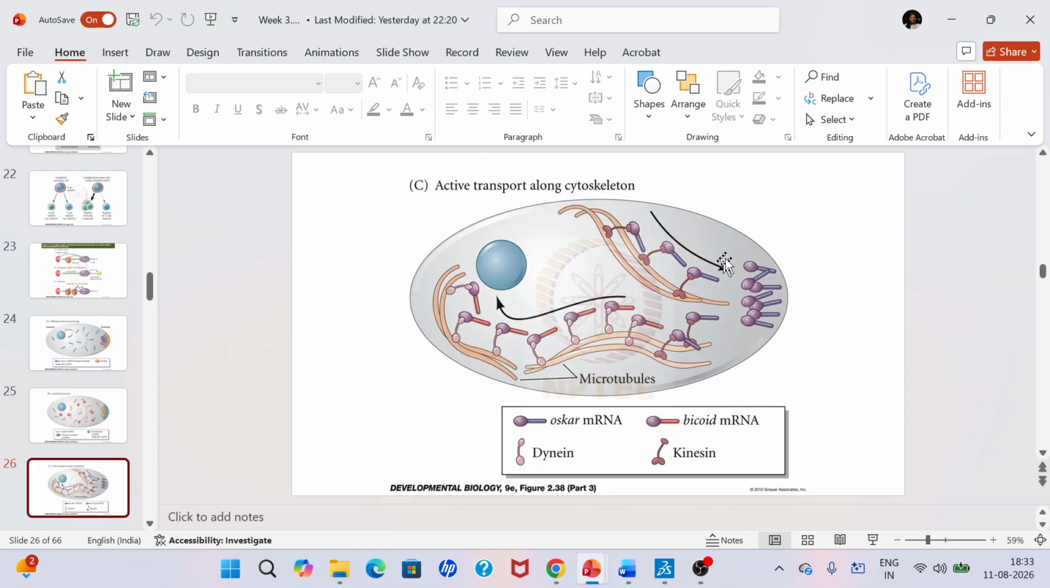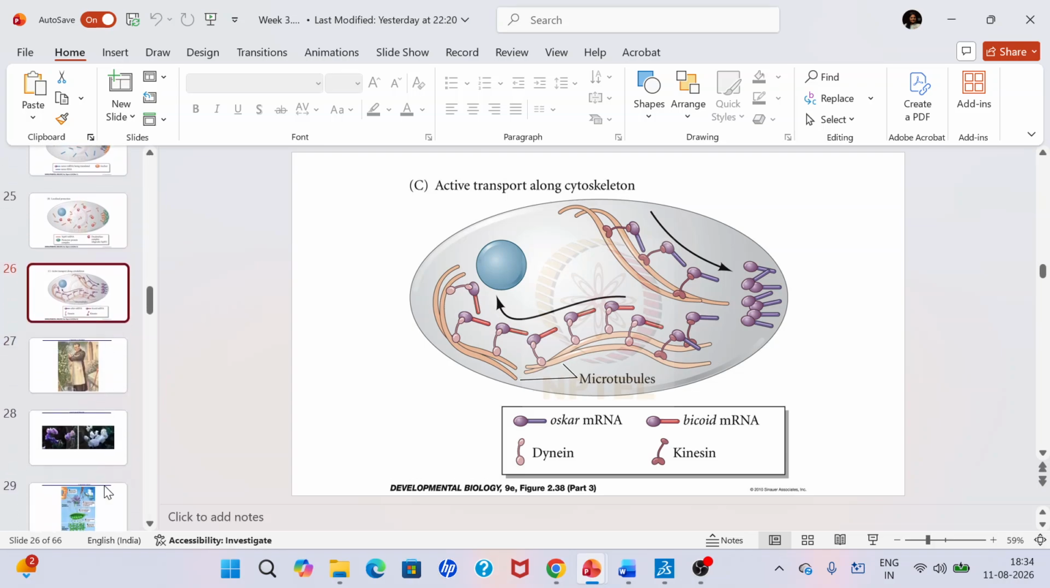So these are some of the mRNAs which are active when they are being transported. So this is the bicoid mRNA, and this is the oskar mRNA. They are transported by the motor proteins, the dyneins and the kinesins. So these are the mRNAs which are active when being transported, and obviously wherever their expression is required, they are transported there and get expressed there. Next, this was all about the differential gene expression.